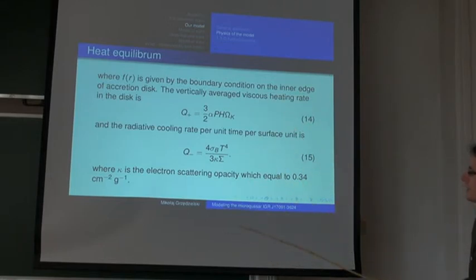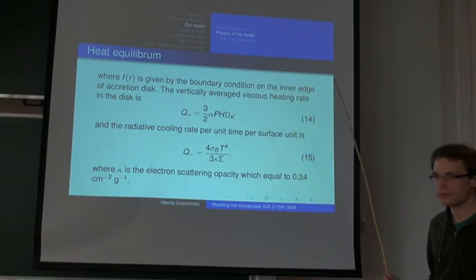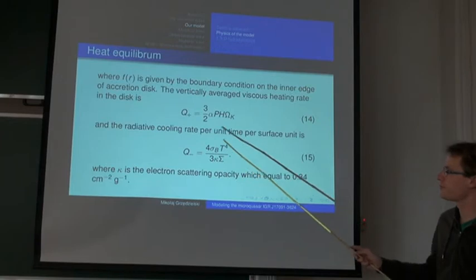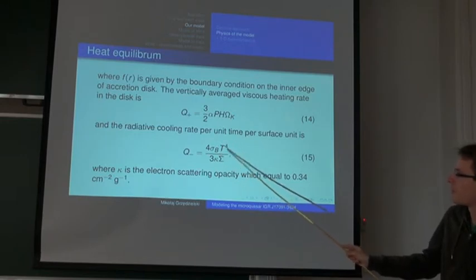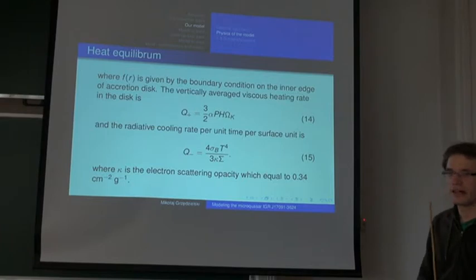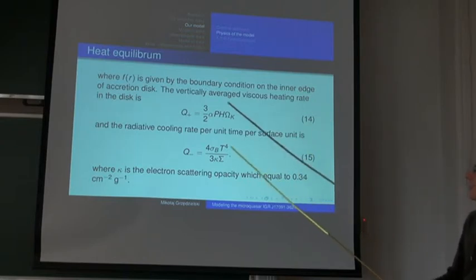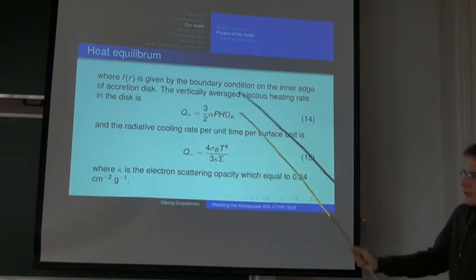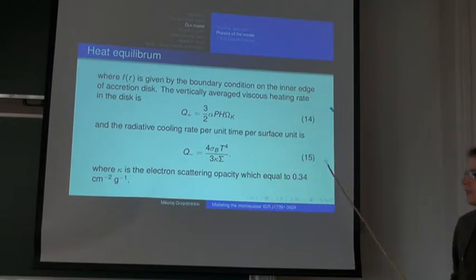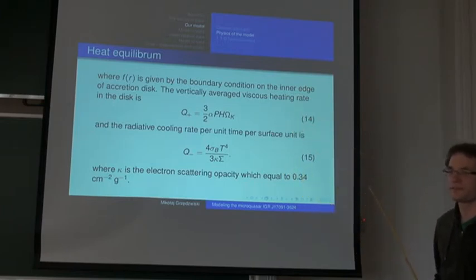Notation F total is somewhere in heating. Local means that this is at a given range in the disk. Heating is proportional to the pressure and cooling is proportional to the fourth power of the temperature. To have a simple analytical solution, the pressure must be only the gas pressure. If the pressure is also the radiation pressure, there is no analytical solution because this is a fifth order polynomial.